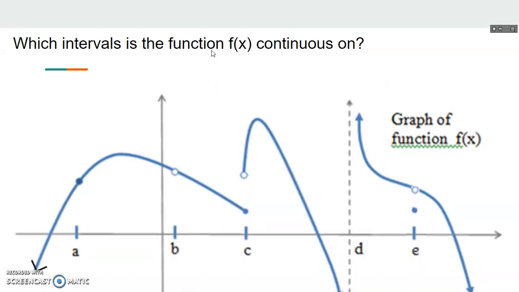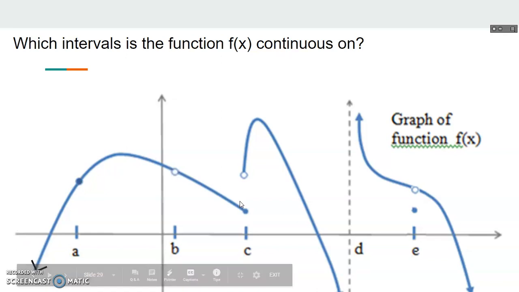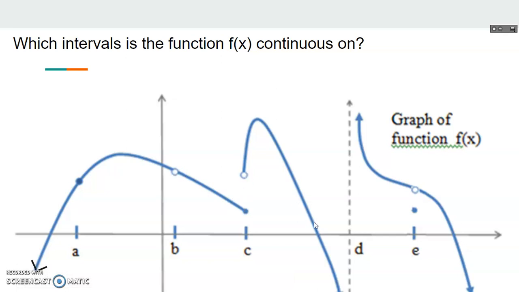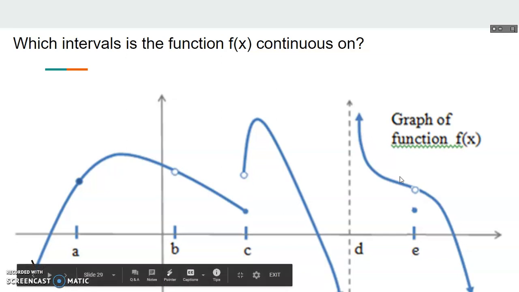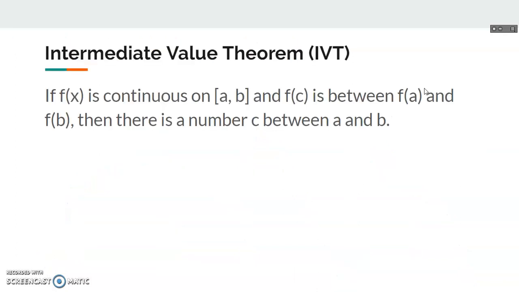To think about what interval it would be continuous on, basically you just look for discontinuity. So this would be continuous from negative infinity until b, and then in between b and c on an open interval, in between c and d on an open interval, in between d and e on an open interval, and then e to positive infinity.